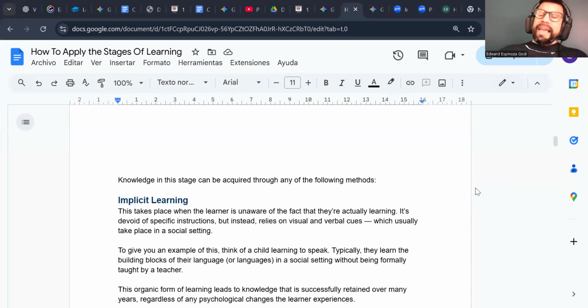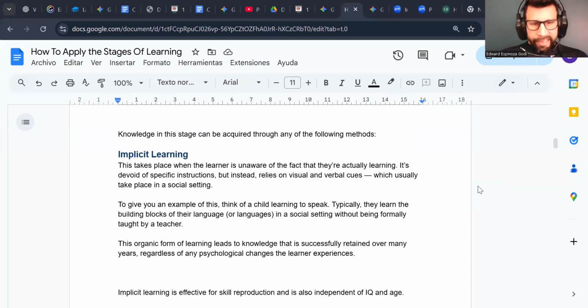First things first, implicit learning. This takes place when the learner is unaware of the fact that they're actually learning. It's devoid of specific instructions, but instead relies on visuals and verbal cues. It usually takes place in a social setting.